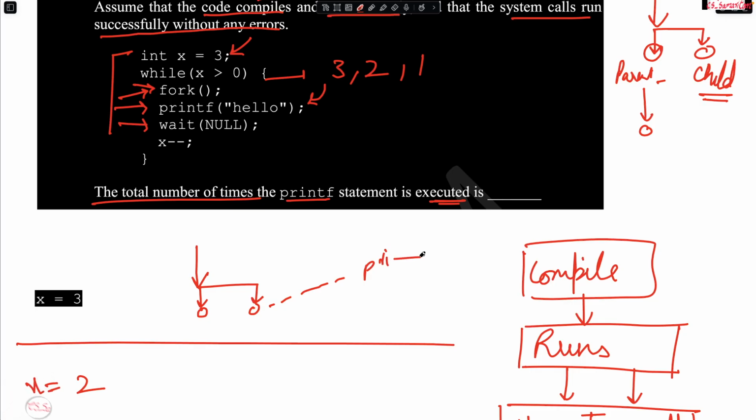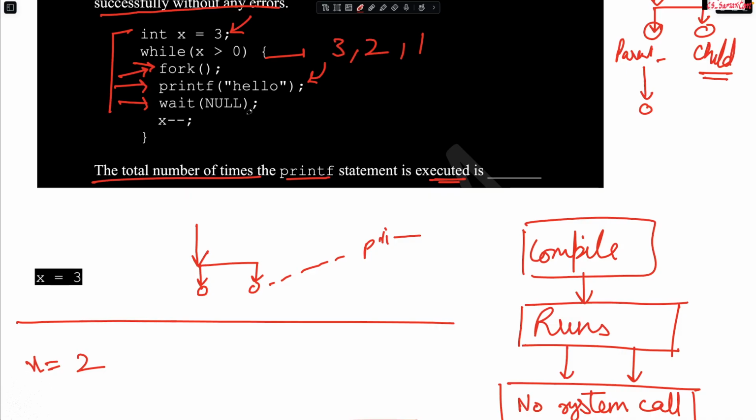Okay, so both the parent and the child are going to come to this printf, and they are going to print hello. Fine. After that, the parent thread is going to encounter the wait, and it is going to start waiting at that point. But the child thread is not blocked because of this wait. So it is going to pass through to the next iteration where x is equal to 2.